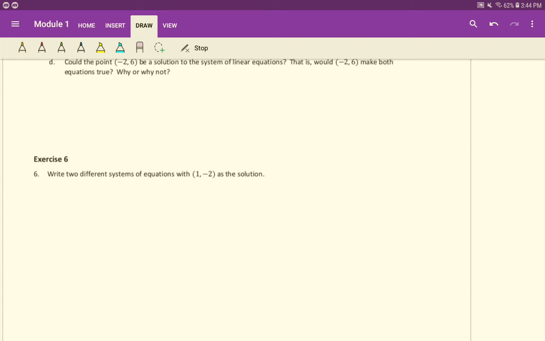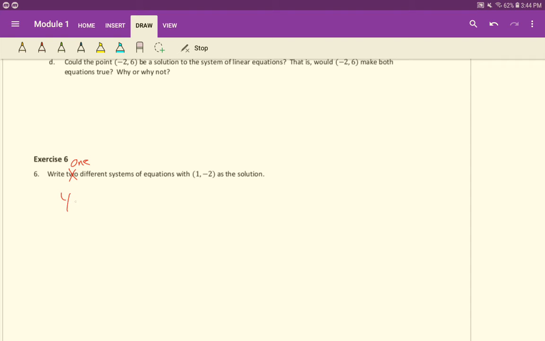Okay? So two different systems of equations. Well, we're not going to do two. We'll do one, just because, again, of time constraints. So we want to come up with two equations, a system, right? So we need two or more linear equations that have this as the solution. So we could do some simpler ones.